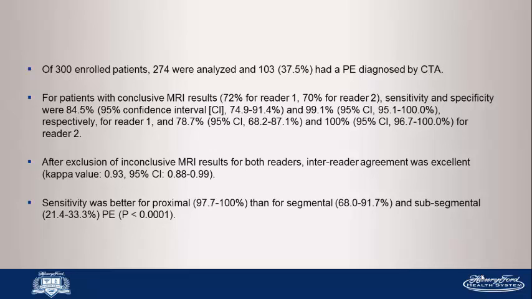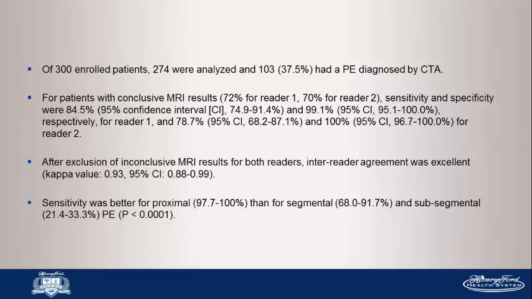If you look at the conclusive results from MRI, 70% for reader 1, 70% for reader 2, the sensitivity and specificity were 84% and 99% for reader 1, which is great, and 78% and 100% for reader 2. And if you put the inconclusive reading together with the conclusive reading, it seems that the two readers agree very well together about it.